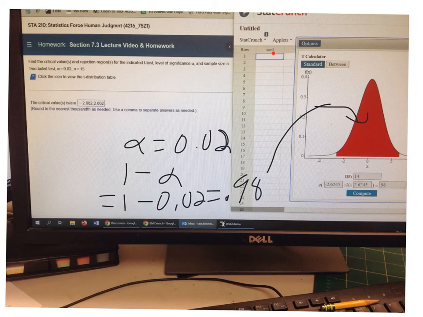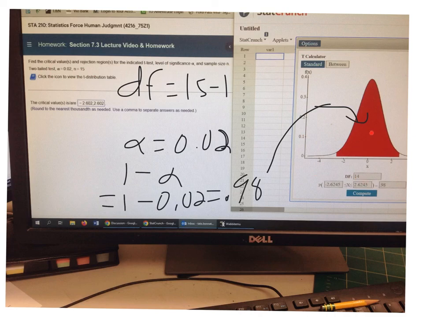So if you go into StatCrunch, if you click on the column, I guess I have it covered up here, Stat and Calculators, and there's a number of calculators, but if you click the T calculator, and since it's a two-tailed test, you want to click on Between, it'll be standard, and you've got to click on Between. And then the degrees of freedom is just n minus 1. So the degrees of freedom is 15 minus 1, and so I've entered that here, 14.